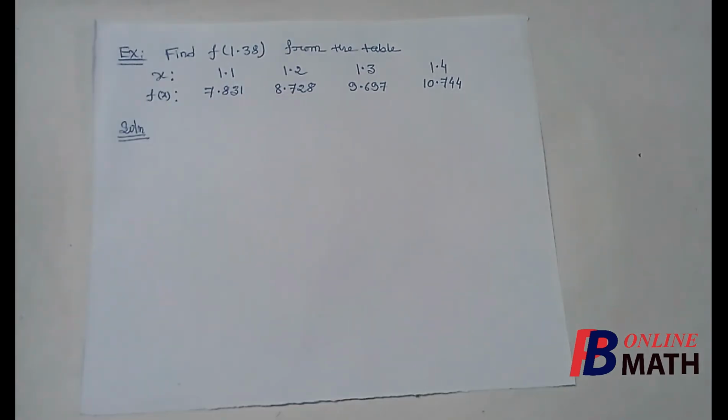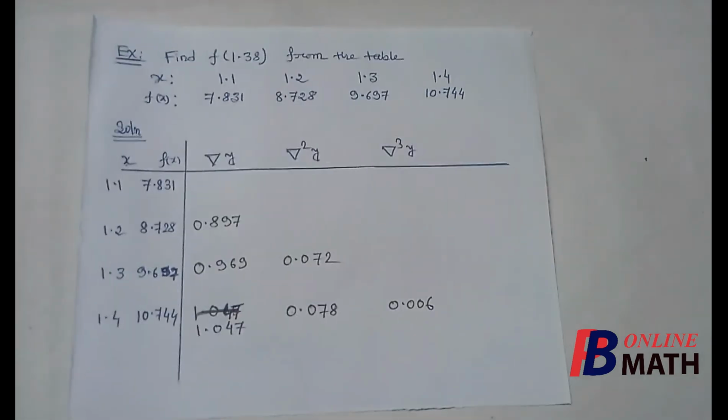As we know that in Newton's backward interpolation formula, we need the backward differences of the last entry, that is 10.744. So we construct the backward difference table. From the table we can find the backward differences of the last entry. We have constructed the backward difference table.